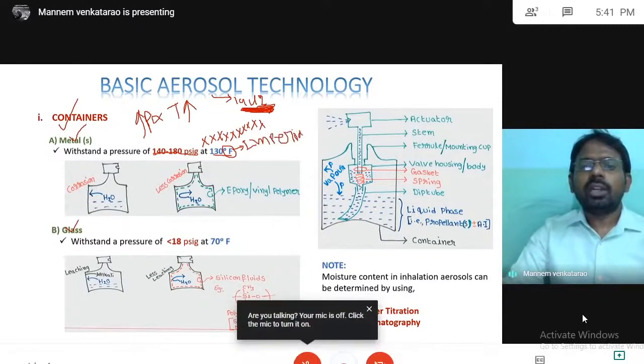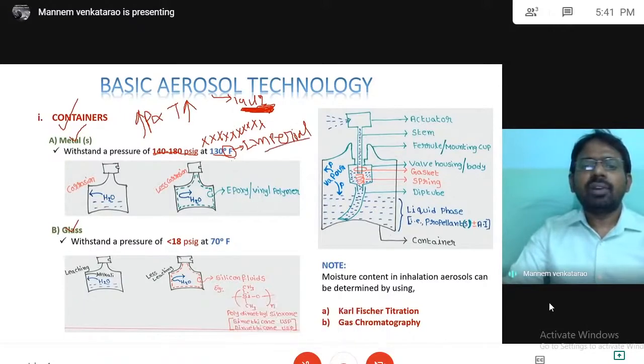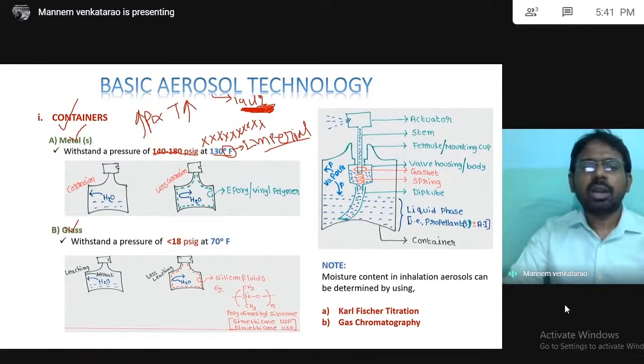That's why you go and check any standard textbook. In the entire aerosol chapter, they never mention degrees Celsius. They always mention degrees Fahrenheit, and pressure in pounds per square inch gauge, not in atmospheres, bar, or torr. They always represent it in pounds per square inch, because that is the unit for pressure in the imperial system.